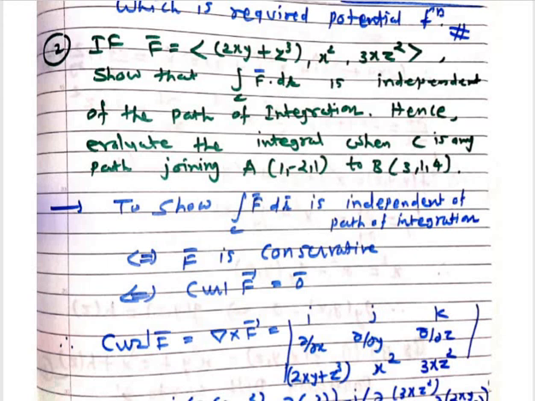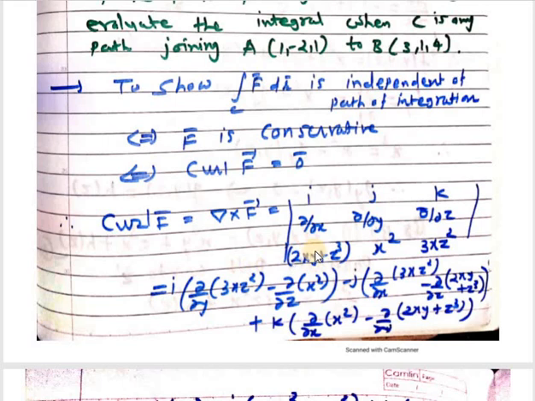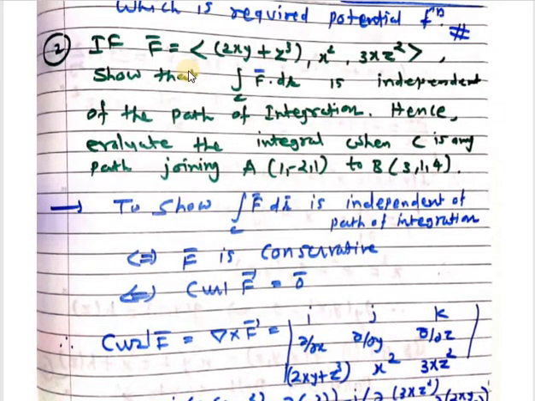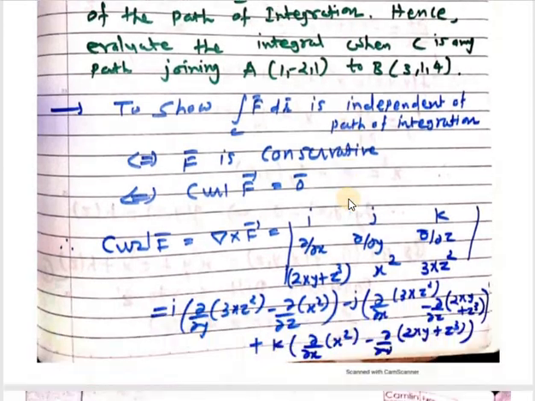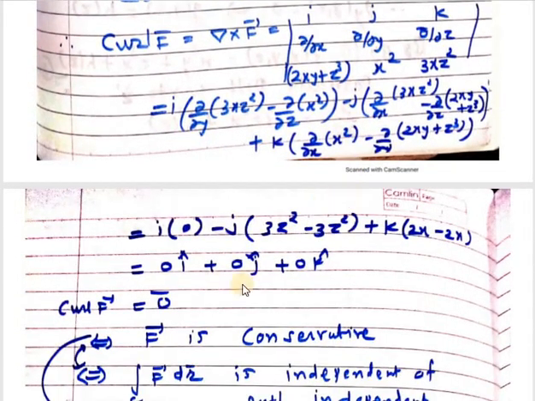But for the conservative, in 3 dimensions, we know that curl F is equal to 0. So here we can determine curl F. Here F is equal to xy plus z cube for the x coordinate, x square for the y coordinate, and 3xz square for the z coordinate. When we find curl F, it will be the zero vector. So curl F is equal to 0, which means F is conservative.